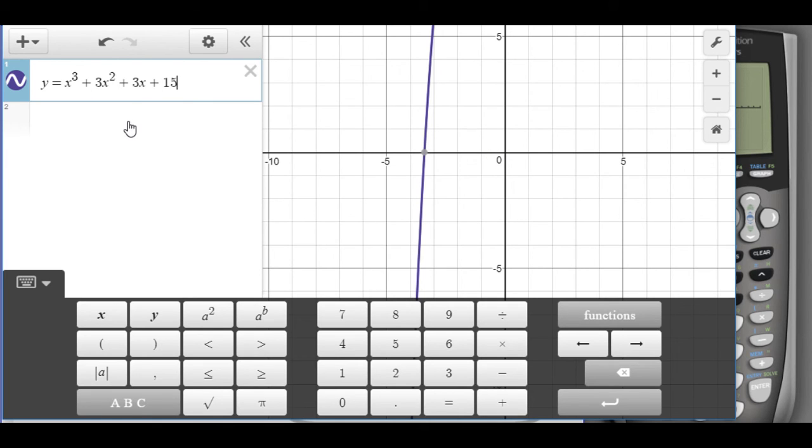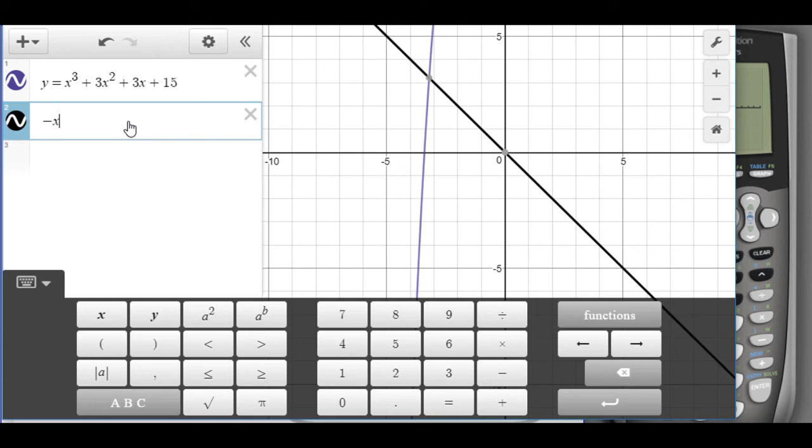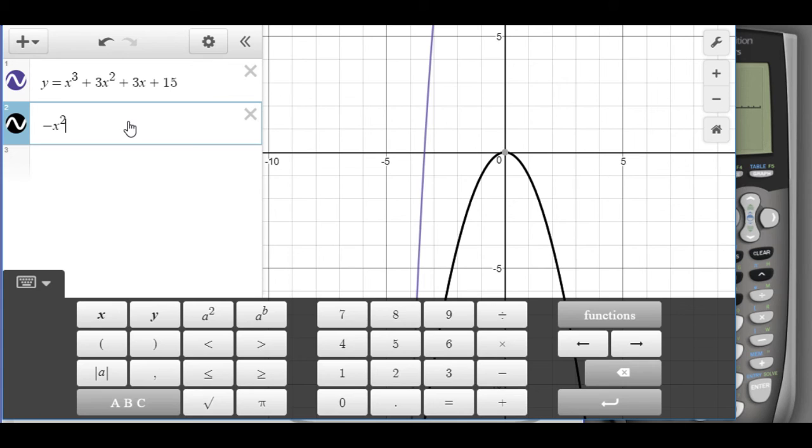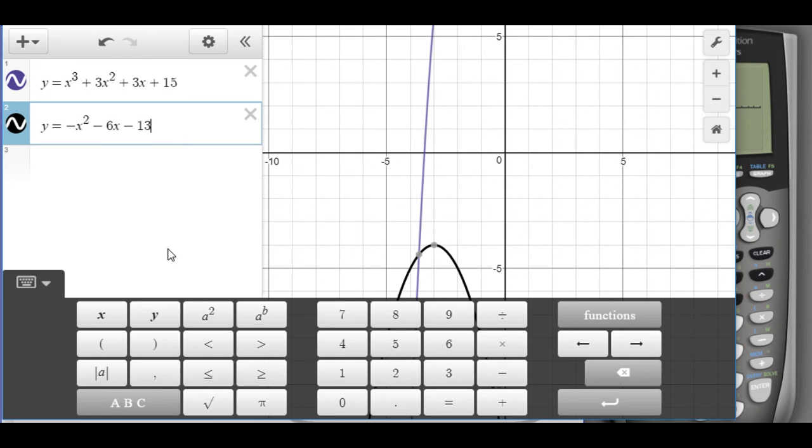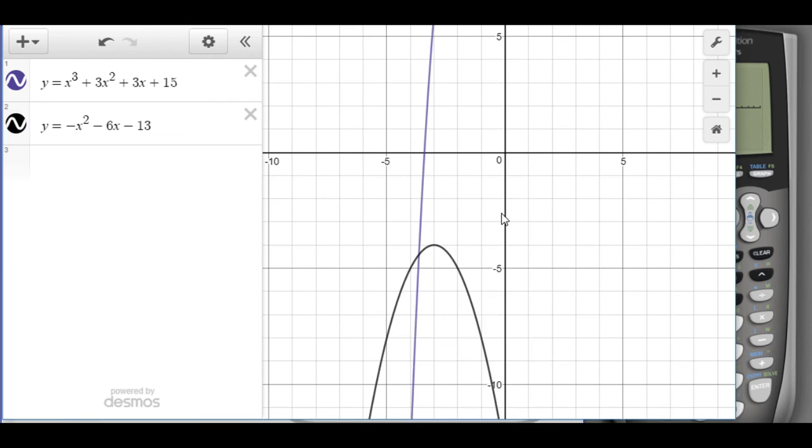Then I can click the second box to type in my second equation, negative x shift 6 2, negative, oh, I forgot my y equals. So if I forget anything at any time, I can use my mouse to click where I need and go back and type in y equals. So now y equals negative x squared minus 6x minus 13.